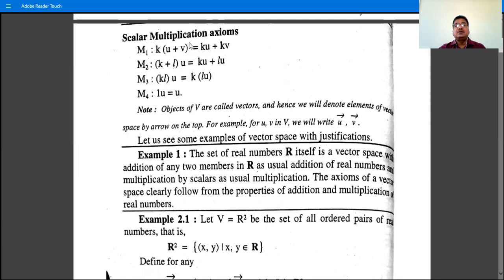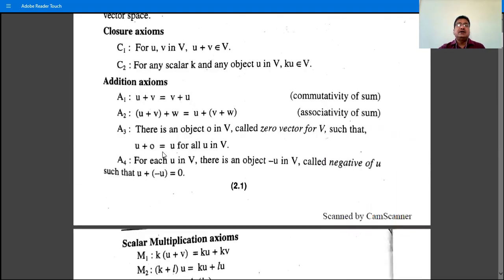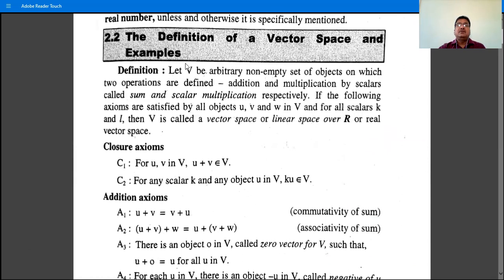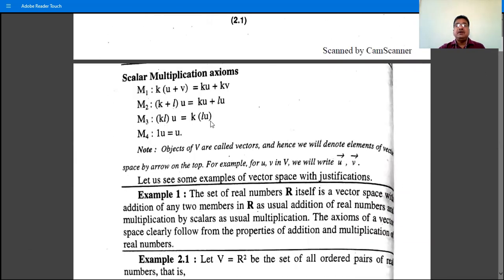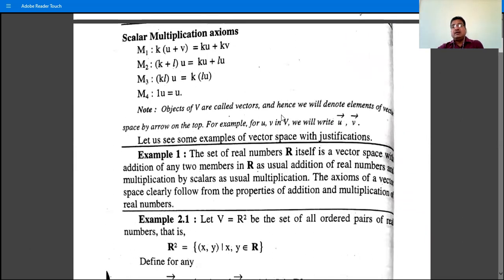So these are the four properties of scalar multiplication axioms, and if all these 10 axioms are satisfied by V, are satisfied by V means what? Elements of V. Then V is called a vector space. Just we say V, or (V, +, ·), is called a vector space. Okay. So if V is a vector space, then the elements of V are called vectors.